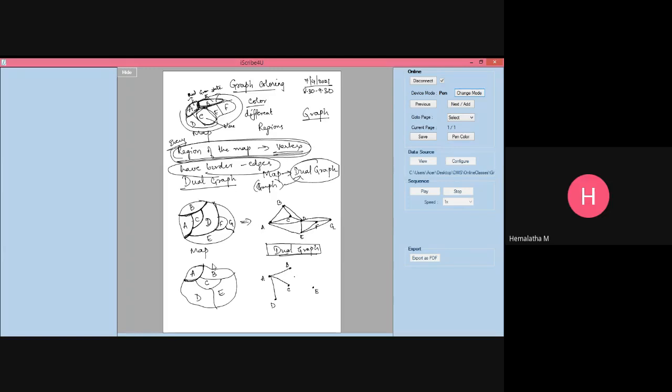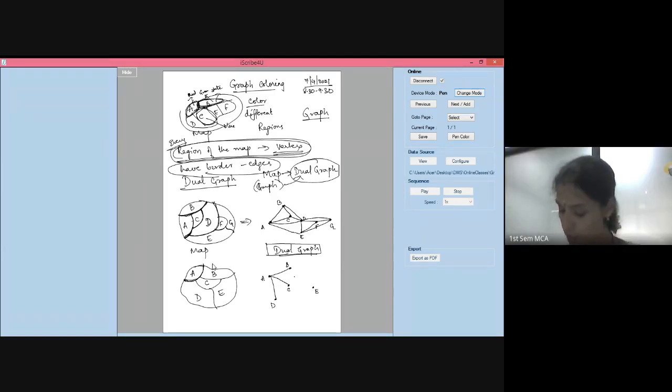Yes, ma'am. Next, B. Coming to B, B shares border with A. So anyway, A and B are already connected. B shares border with C. It shares border with E. So I have to connect BC and I'll connect BE. Right? So that is with respect to B.